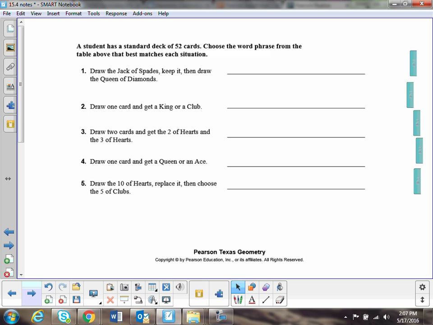Okay, so you draw the jack of spades, you keep it, then you draw a queen of diamonds. So if you're keeping it, you're not putting it back in there, so which one is that now? Dependent or independent? Okay. And then just to kind of refresh, which formula is that? Minus the multiplication, which is also the same as what? Independent. So independent is multiplication. Okay, next one, number 2.